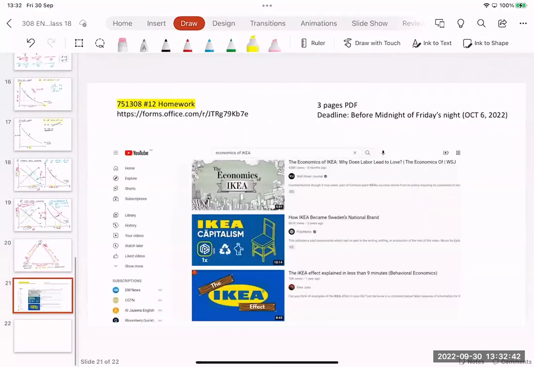Before you go, I give you homework 12. I want you to review and watch YouTube. You can search for The Economics of Ideas. You're going to see 3 clips. I want you to watch them and write down 3 pages as a PDF. Submit it here. You have 1 week to do it. The deadline is midnight of next Friday night. That's homework 12.